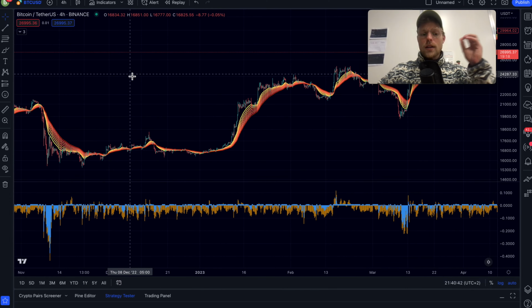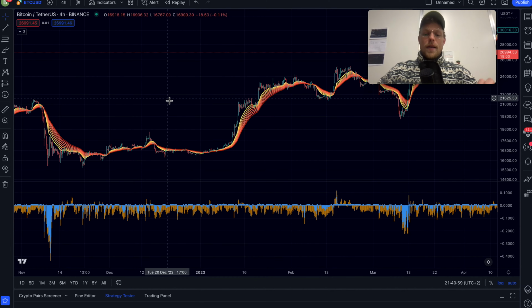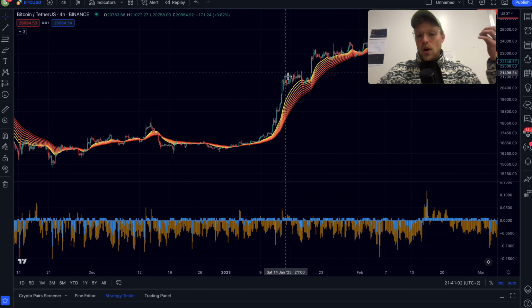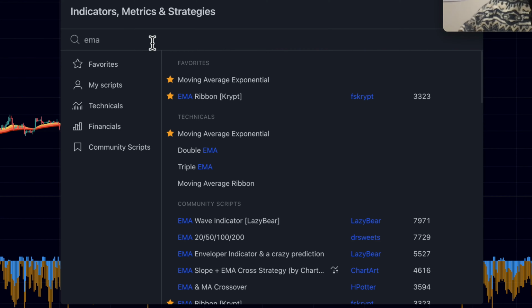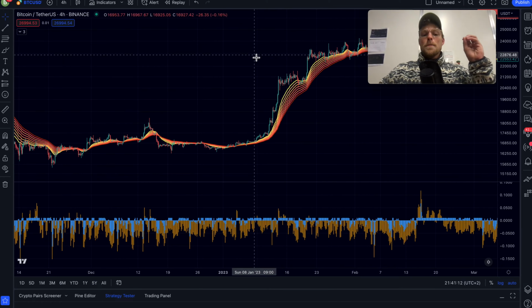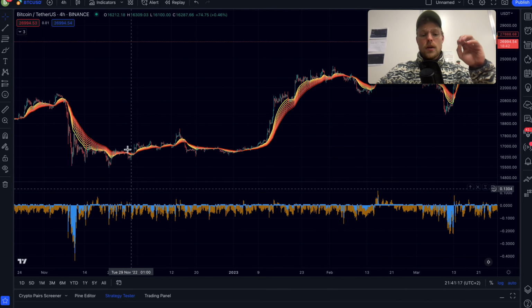So what are the EMA ribbons? The EMA ribbons are actually 8 different moving averages, but those are exponential moving averages. That's why it's called EMA ribbon and not MA ribbon. EMA stands for exponential moving average, and as you can see, they draw it from yellow till red. You can basically add this indicator right here, going to indicators, click EMA and click this one, EMA ribbon from Crypt, and you can find the funding rates as well in the TradingView dashboard.